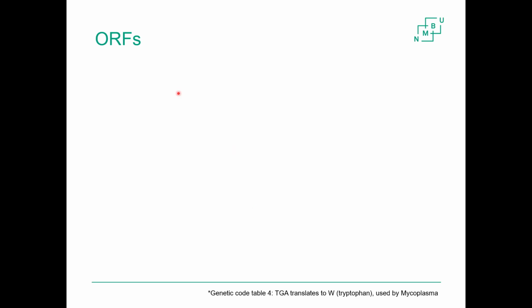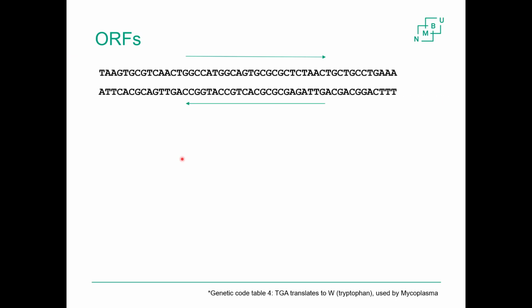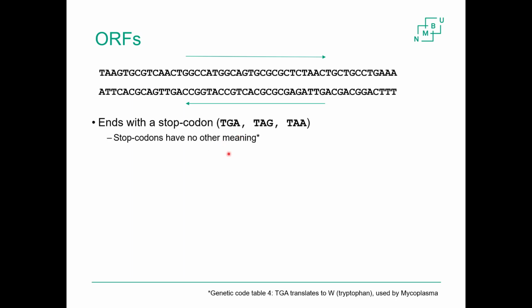Open reading frames, or ORFs. What is this? Well, let's have a piece of a genome here. Double-stranded DNA, right? Positive direction here, positive direction there. This is how it looks. Then all open reading frames end with a stop codon. All genes, coding genes, which are also open reading frames, end with a stop codon.